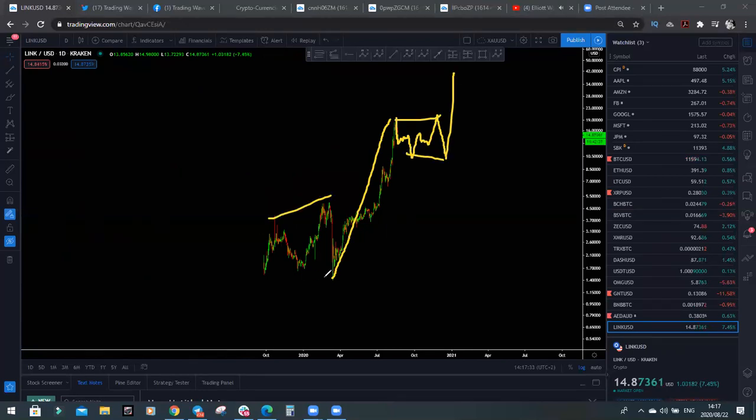We started with this corrective structure here, the deeper one. We're expecting to get another corrective structure. So this could be a 1, 2. Unfortunately, we don't have any data before this. 1, 2, 3, 4, and looking for further upside.